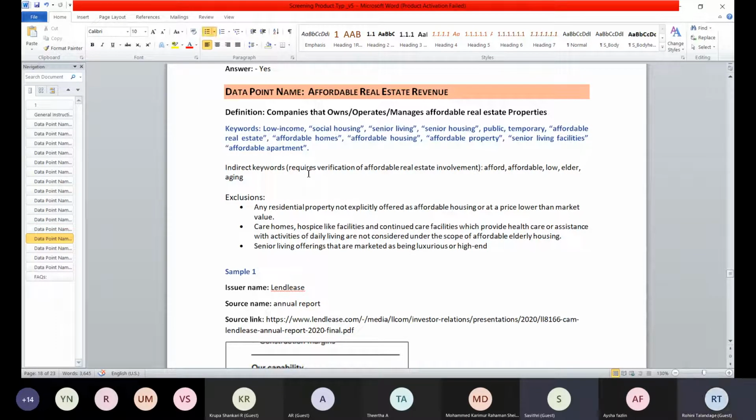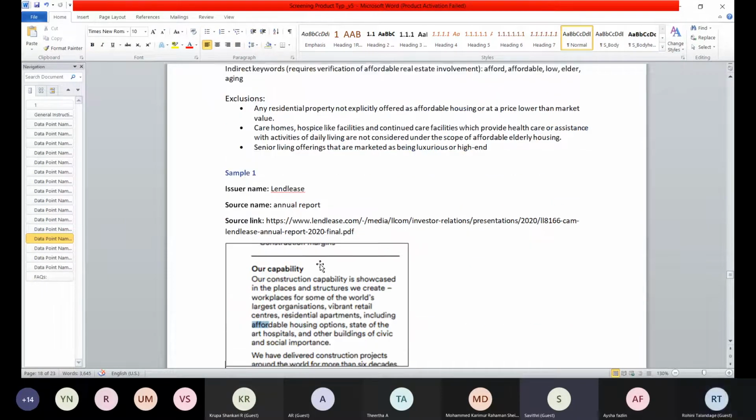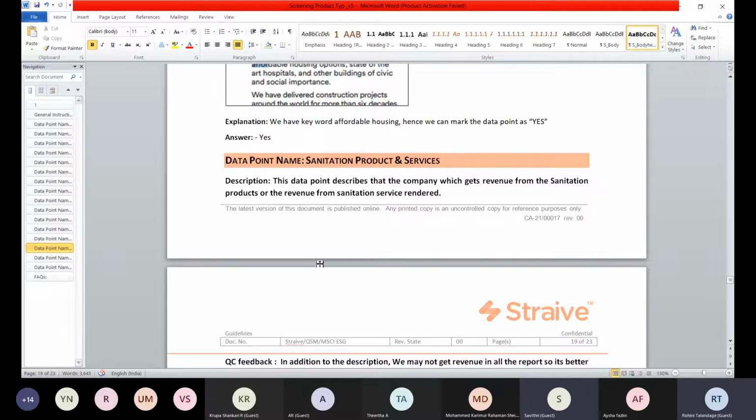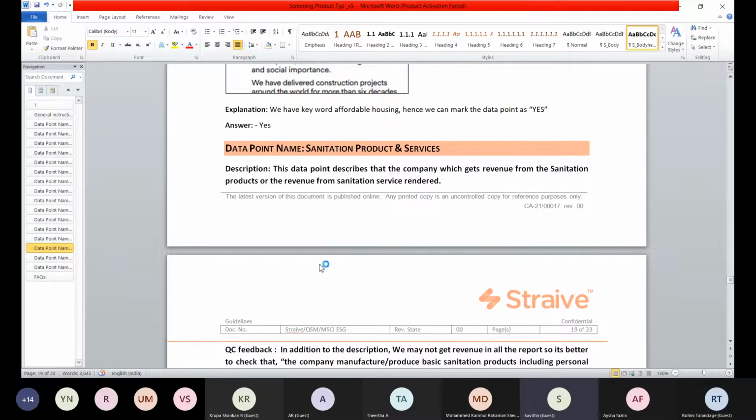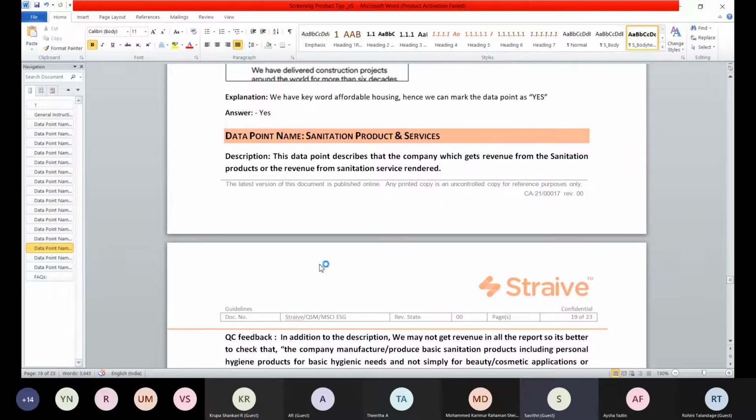Is it clear? Okay. Yes, ma'am. So for this also we have these exclusions, for which we have to mark it as no. Anyone said something? Any doubt? No, ma'am. Okay. So we will go to the next data point.